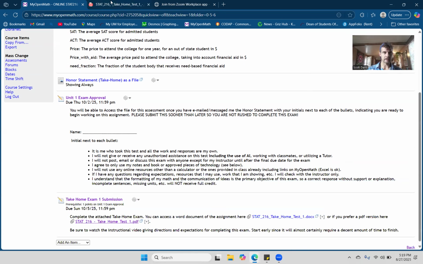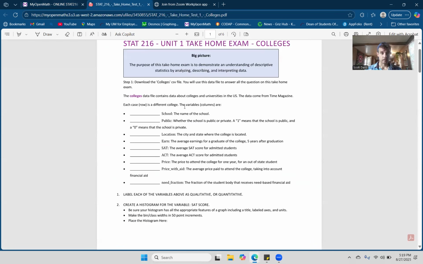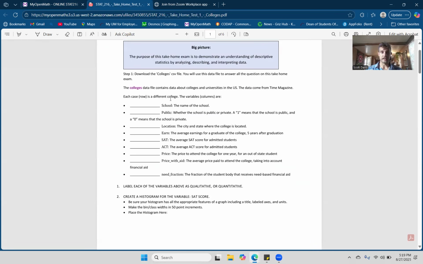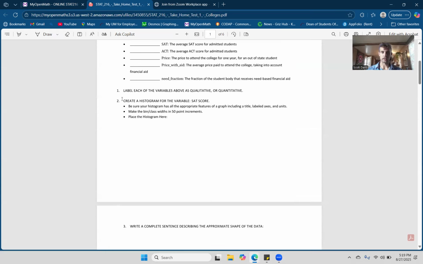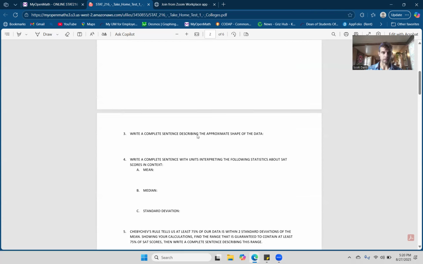All right, so the exam itself, the first thing is just identifying whether the variables that are in your data file are qualitative or quantitative. So just write qualitative or quantitative for all of these. I want you to create a histogram for the variable SAT score, including all of the appropriate title, labels, scaling, etc. Place it here. Again, if you're using the PDF and you can't insert the image, it's okay if it falls at the end. Just make sure that you've communicated that to me.